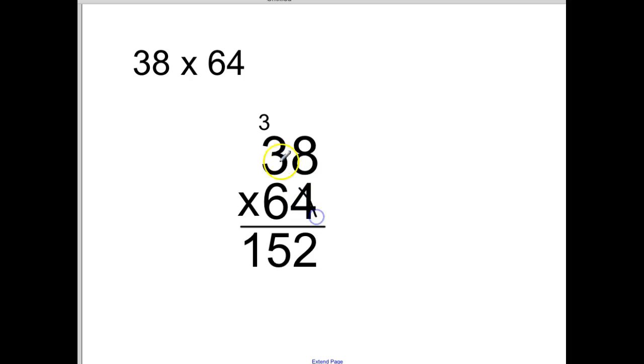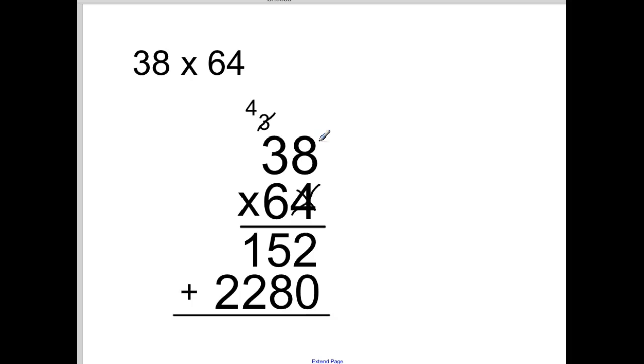So now I'm going to cross out the 4 and the 3 so they're not there anymore. So now I'm doing 6 times 38, but it's not really 6, it's 60. So I am going to put a 0 down here and then do 6 times 8. 6 times 8 is 48, so the 8 goes down, 4 goes up there. 6 times 3 is 18, plus 4 is 22, so I do that.